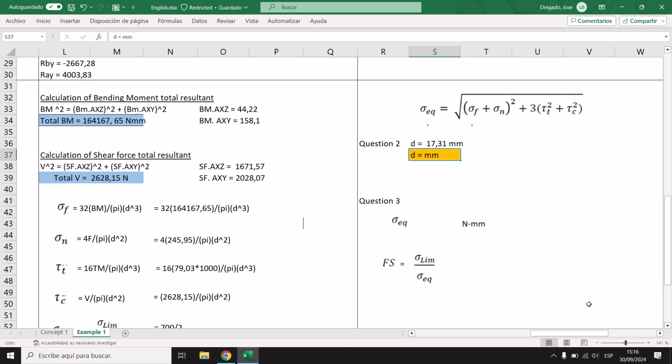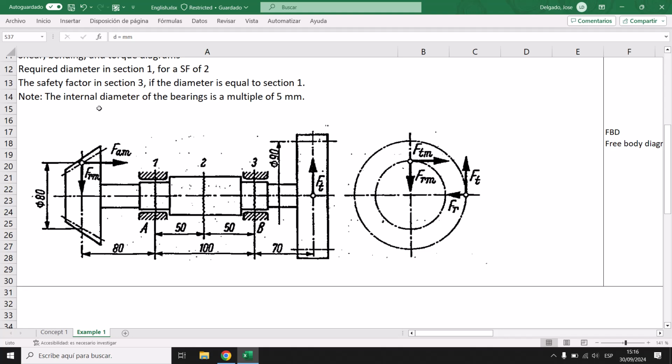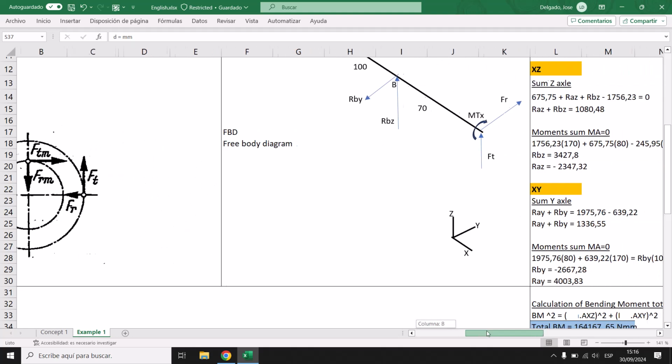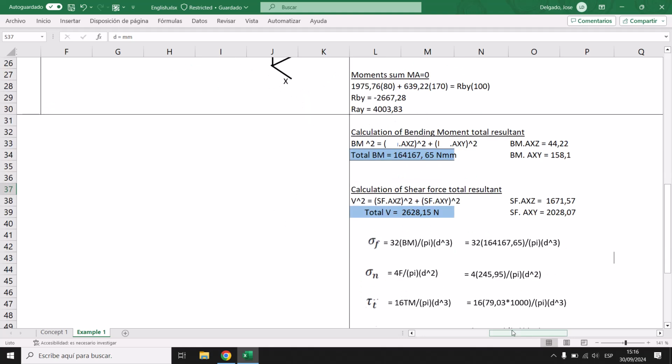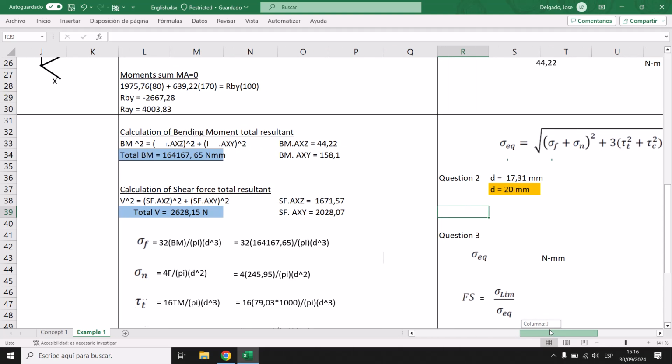millimeters. But if you remember, it's a note here, the internal diameter of the bearing is a multiplier of 5 millimeters. So our next value of 16 and multiplier of 5, it's 20. So then let's go to the next one for us. So the diameter for us, it's 20.